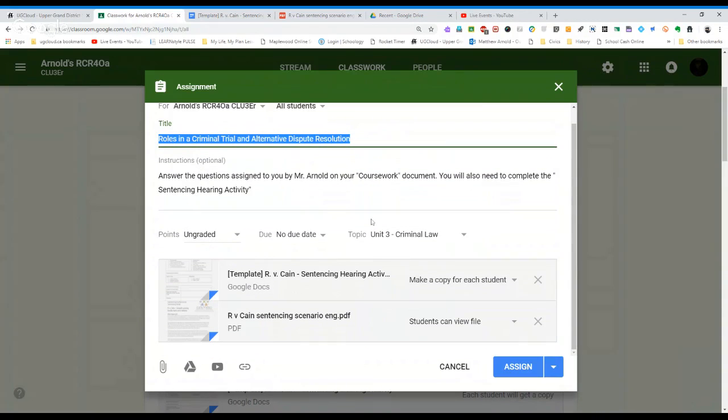Today, you will be required to complete the R.V. Kane sentencing hearing activity, and you will also be required to answer some questions in the R.V. Kane sentencing scenario to get familiar with the trial or the alternative dispute resolution scenario that we'll be looking at tomorrow. So let's take a look at the first document.